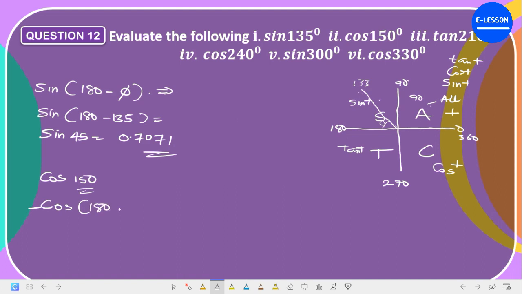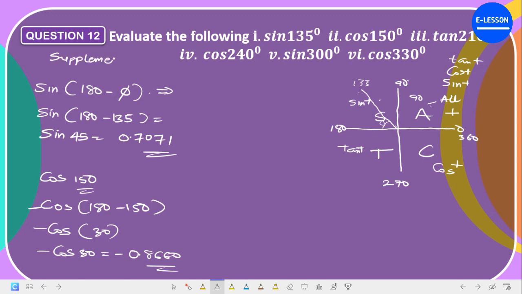Then we also have 180 minus 150. So it is minus cos of (180 minus 150), and 180 minus 150 is 30. Minus cos 30. Cos 30 is 0.8660, so this gives us minus 0.8660. If you punch this in your calculator, that's what it will give you: cos 150 is minus 0.8660. That is why it is like this. It's like we have what is called a supplementary angle, the angle it gives in a particular quadrant.